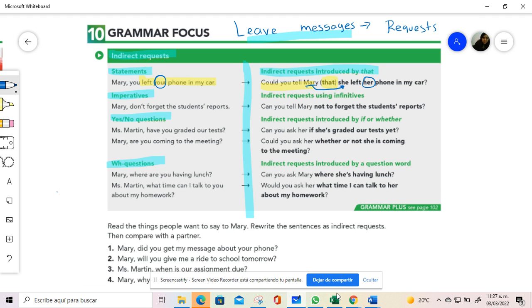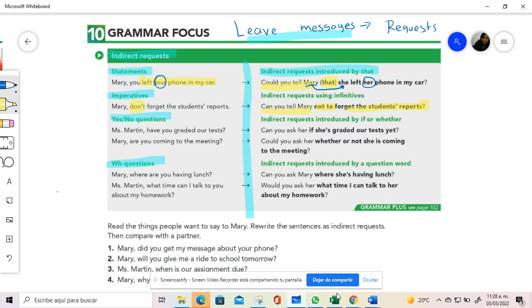When we use imperatives: Mary, don't forget the students' reports. And then over here, can you tell Mary, is my request, not to forget the students' report. Instead of using don't, we are using not to forget the students' report. If it is affirmative, eliminate the not to and use only the verb and complement and the question mark.